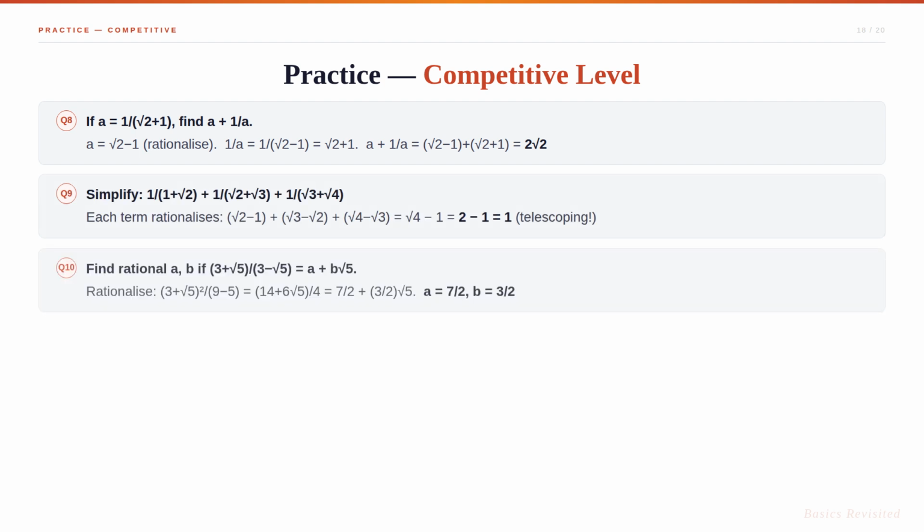Question 10. Find rational a and b if 3 plus root 5 over 3 minus root 5 equals a plus b root 5. Rationalize the left side. Multiply by 3 plus root 5 over 3 plus root 5. Denominator becomes 9 minus 5 equals 4. Numerator becomes 3 plus root 5 squared equals 14 plus 6 root 5. So the expression equals 14 plus 6 root 5 over 4 equals 7 over 2 plus 3 over 2 root 5. Therefore a equals 7 over 2 and b equals 3 over 2.